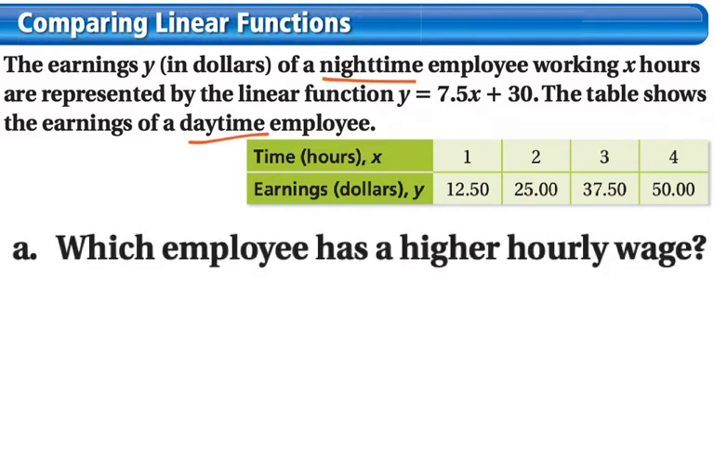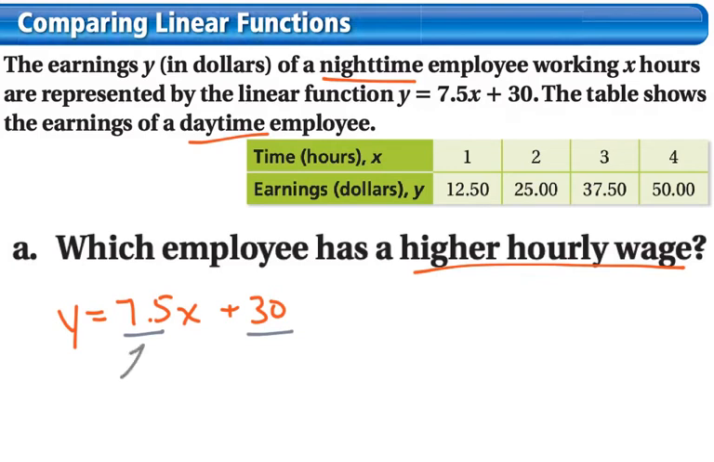And we'll start with part A, which says which employee has a higher hourly wage. So we're going to have to think about the parts of our situations and our equations, and which part represents our hourly wage. So jumping into things, I already have an equation for the nighttime employee, y equals 7.5x plus 30. We're going to take a moment to think about the 2 values that we can explore, our slope and our y-intercept. And in our work in the past, we might remember that a slope is typically what we call a rate of change, and sometimes even more specifically, a unit rate.